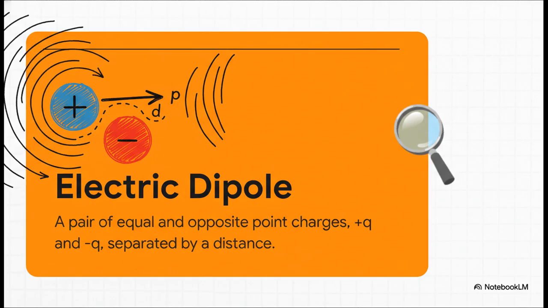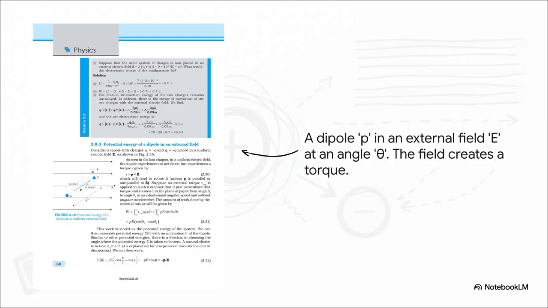We can describe this whole setup with a single vector we call the dipole moment, p, which is just an arrow pointing from the negative charge to the positive charge. It basically captures the dipole's built-in electrical direction. This diagram is the key to understanding what happens next.